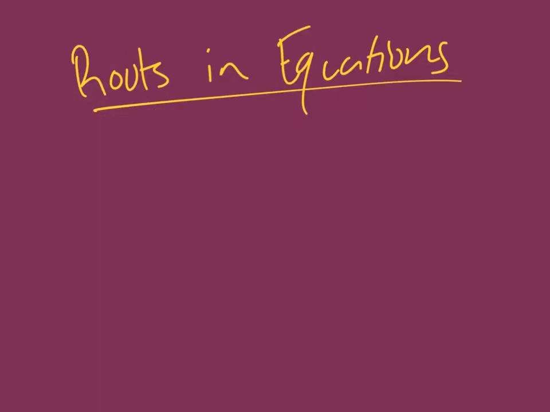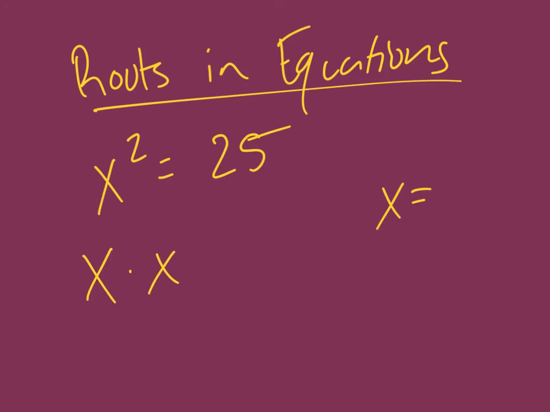Lastly, you're going to see problems where roots are involved in equations. This is going to look something like x squared equals 25. And so the question is, what does x equal? What does x have to be? We kind of saw this a little bit earlier, and it might be intuitive too, because what you're saying is, I know that x squared is x times x, and x times x must be 25.